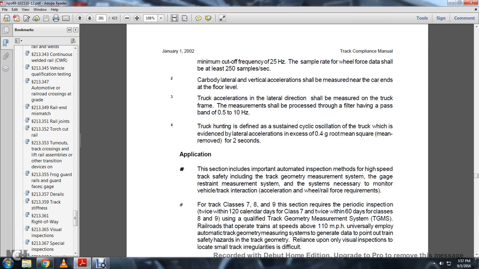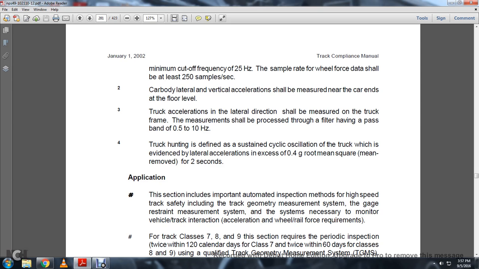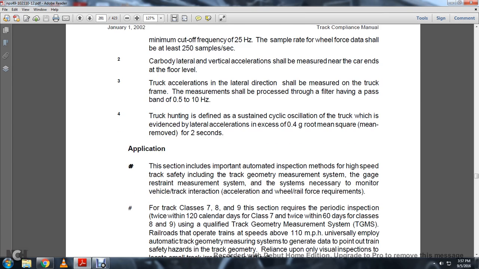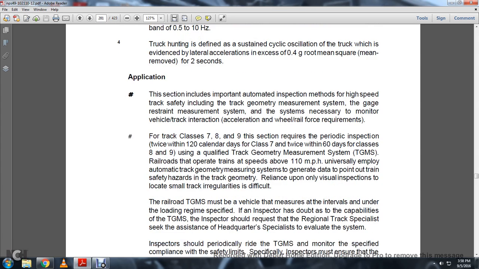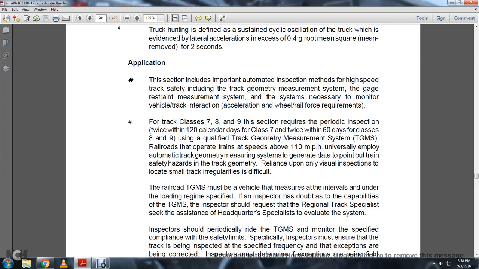The application. The section includes important automated inspection methods for high-speed track safety, including the track geometry measurement system and the gauge restraint measurement system, necessary to monitor vehicle track interaction, acceleration, and wheel rail force requirements. For class 7, 8, and 9, the section requires periodic inspection twice within 120 calendar days for class 7 and twice at 60 days.